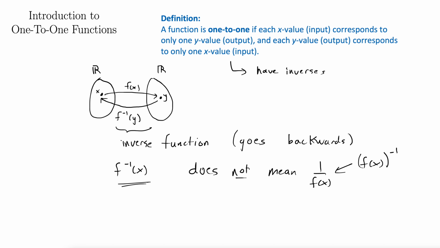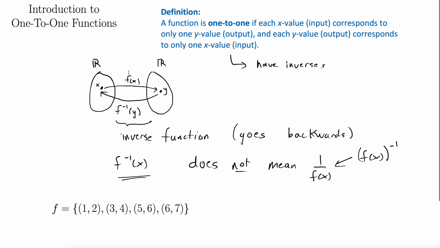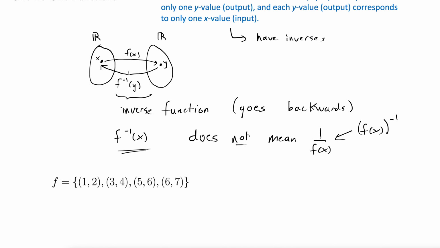Let's try an example. This is a strange way of looking at functions, but it is one way: a function as a set of ordered pairs, so we essentially have x and y. This function says (1, 2), (3, 4), (5, 6), (6, 7). What that means is this function takes 1 to 2, 3 to 4, 5 to 6, and 6 to 7. That's what that notation means.